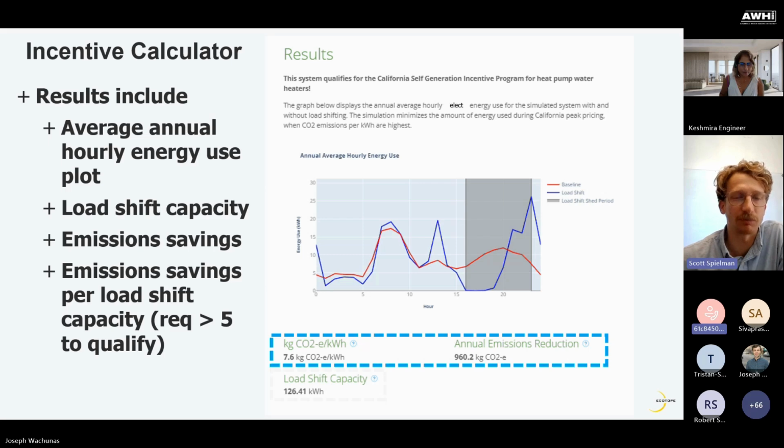So it doesn't dynamically change from day to day, but it does the best estimate based on typical hours in California. And so what this does is it takes all of the energy used for each hour of the year and the CO2 emissions for each hour of the year, and uses that to estimate the kilograms of CO2 emissions reduction annually from adding load shift capability to the system. And then it calculates this kilogram CO2 emissions per kilowatt hour of energy storage metric, which needs to be above 5, I believe, to qualify for the tech incentive.